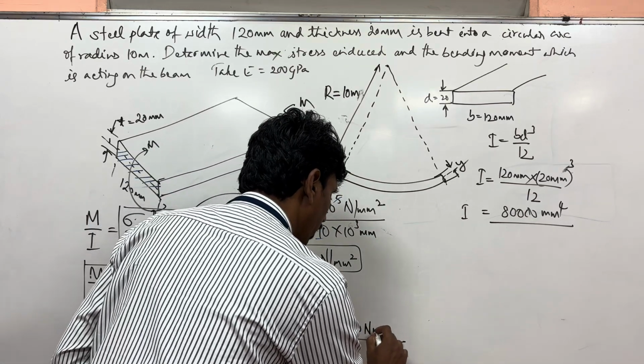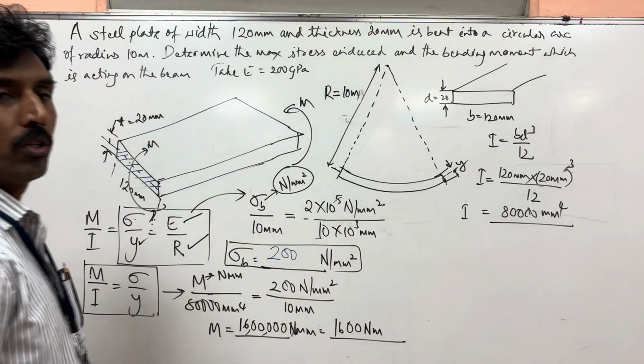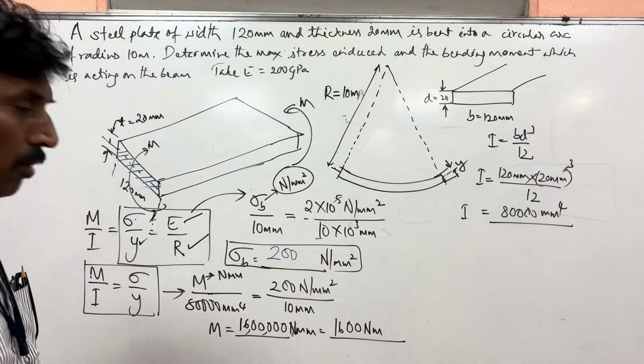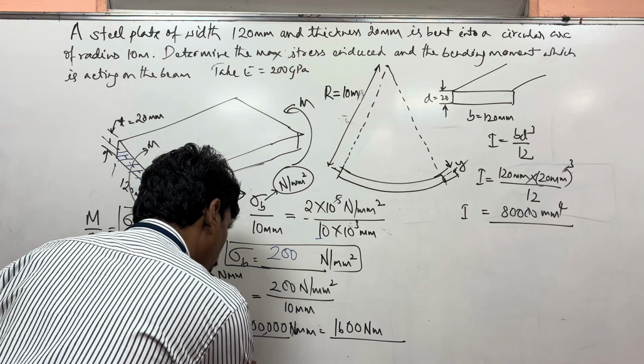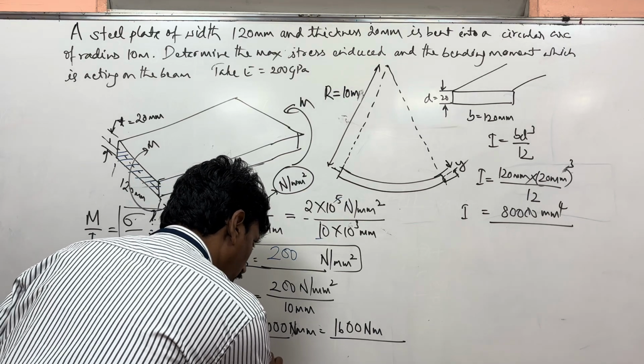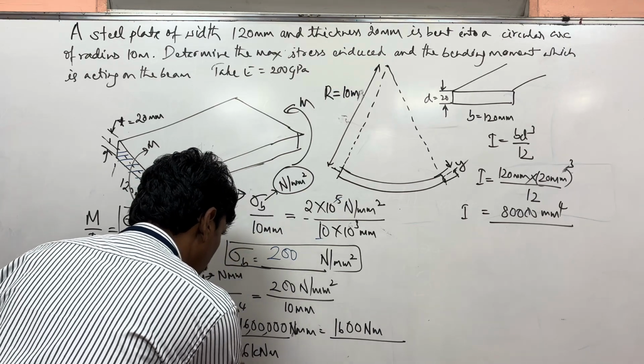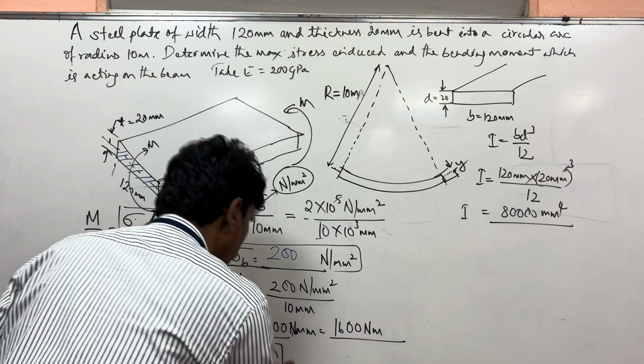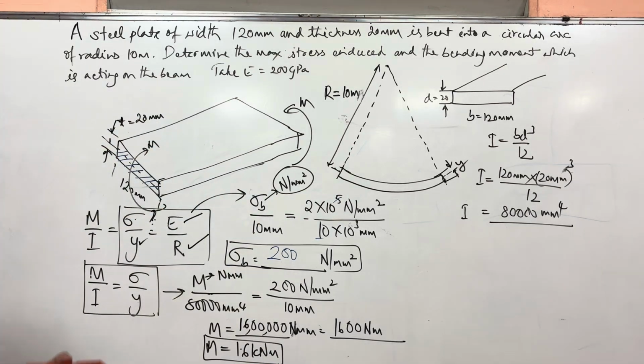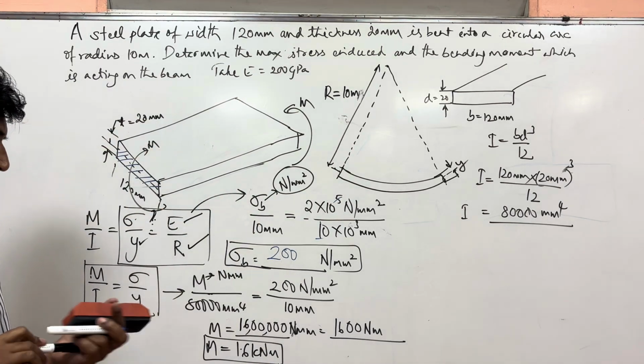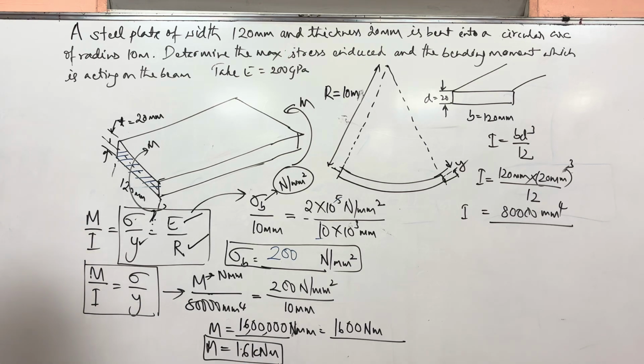So you can write it as 1,600 Newton meter. Or still, if you want to make it look familiar to you, it will be 1.6 kilonewton meter. Okay? So this is a familiar unit, kilonewton meter. So this is how you solve this numerical.